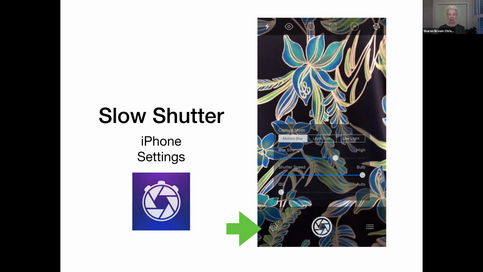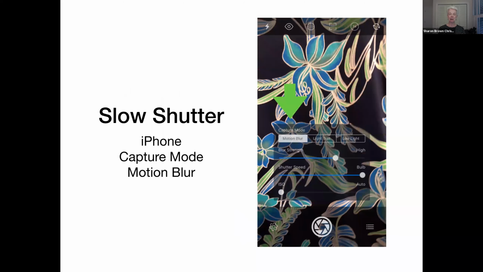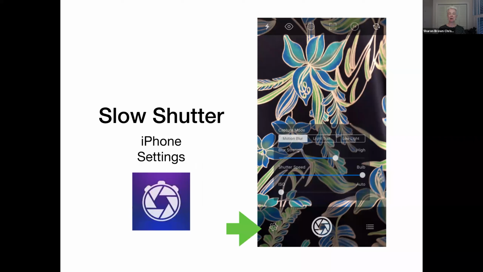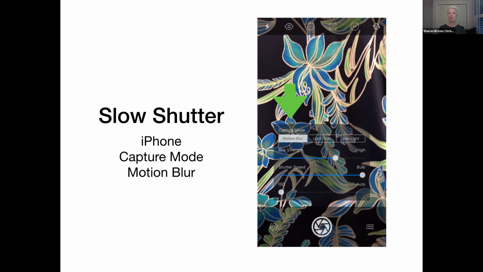Slow Shutter is a wonderful app for photographing motion or using blur if you choose to do that. Again, impressionistic work as well as anything else you might want to do. The photograph that I showed you in the beginning of the woman with the red purse was shot with the Slow Shutter app. Here you see the cog in the left bottom corner that sets in place the choices that you have. And in capture mode, you first have motion blur. And there you can set the blur strength, the shutter speed, the ISO.